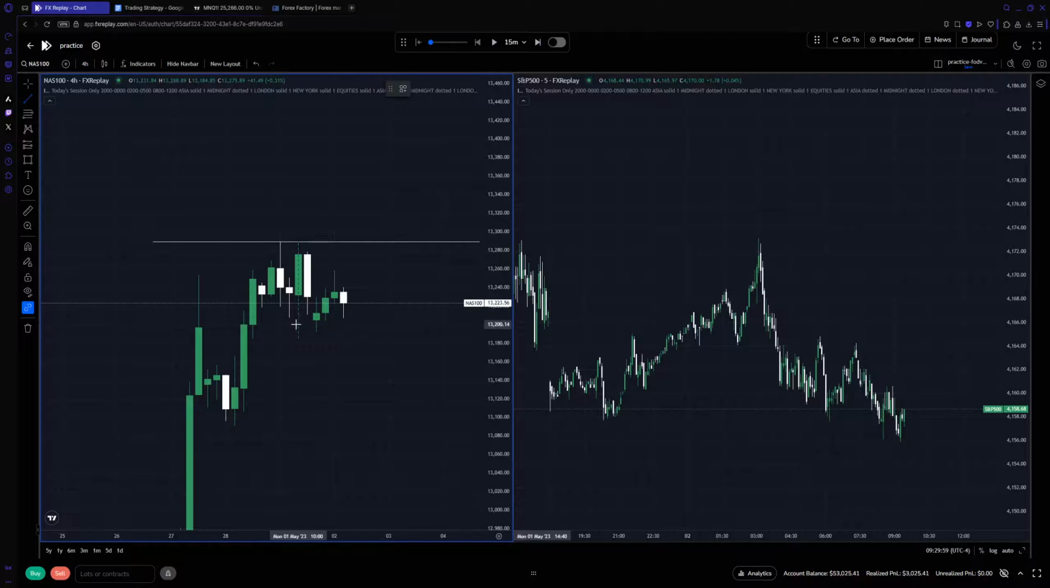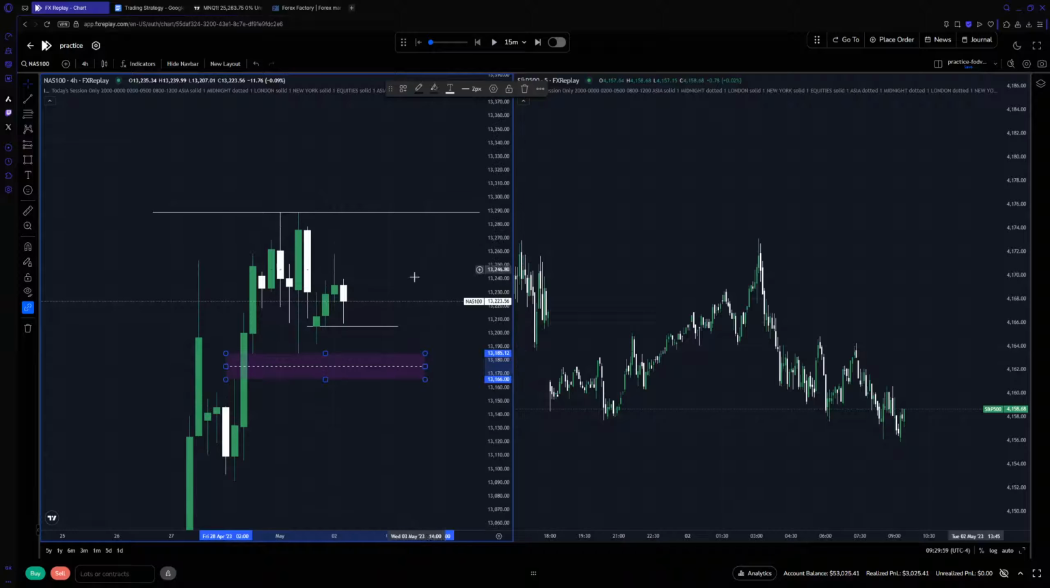So this is where we open. Wait, that's not where we open. This is where we open. We haven't put in any significant low of the day. We do have this fair value gap. Right now this is the current high of the day, right? So in terms of the bias, what can we expect?